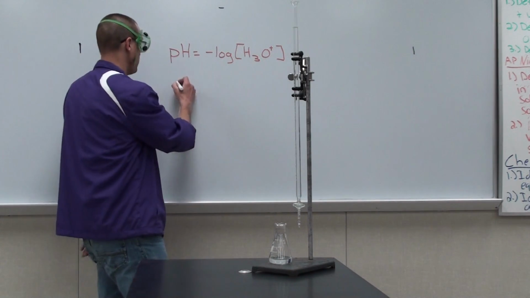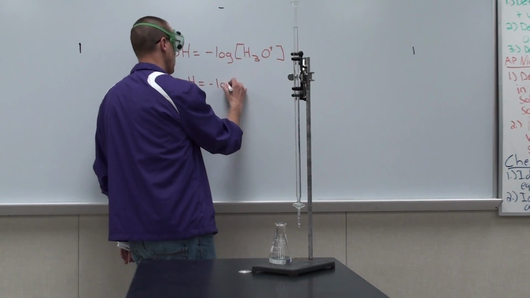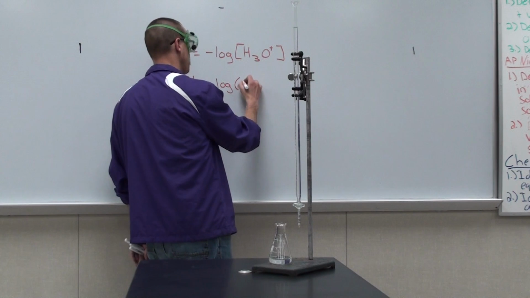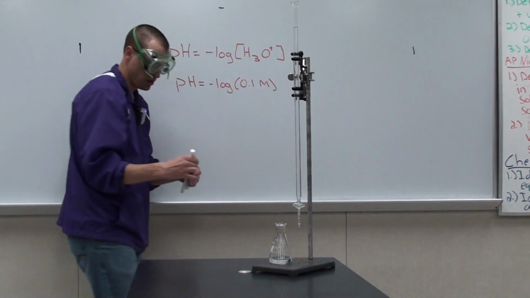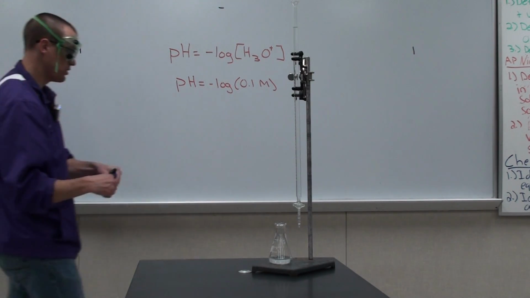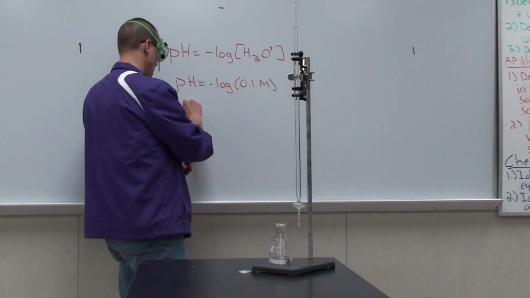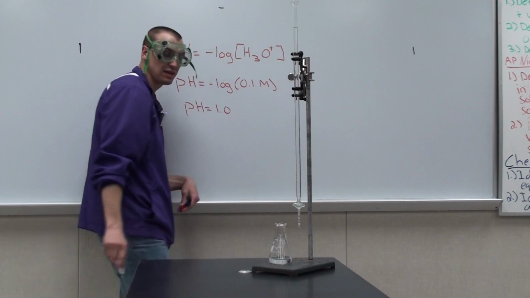So all I'm going to do to find out the pH is take the negative log of the 0.1 molar solution. So I'm going to plug that into my calculator, take the negative log of 0.1, press enter, and on my calculator I get the pH to equal exactly 1.